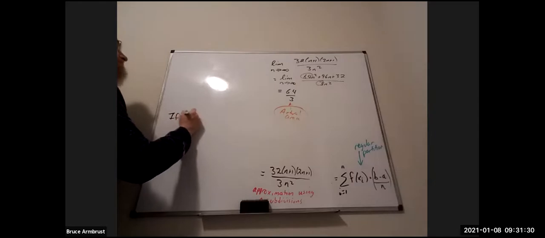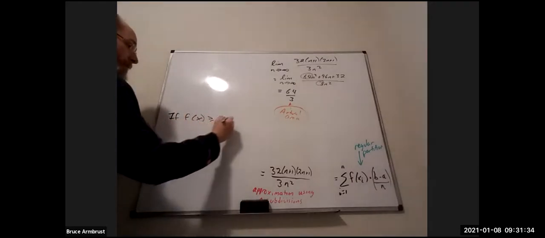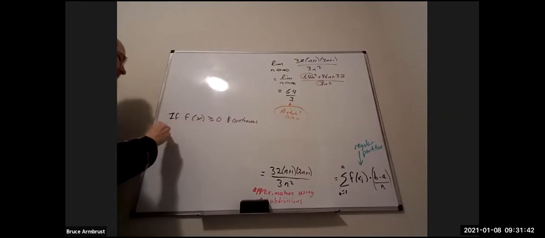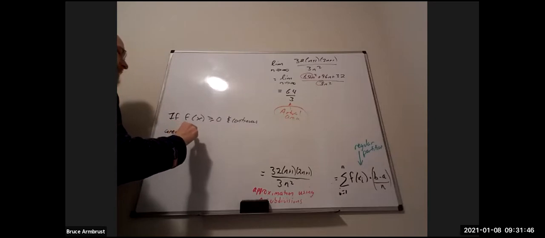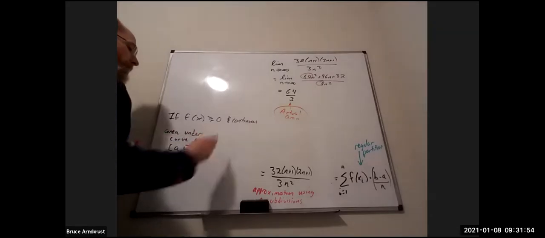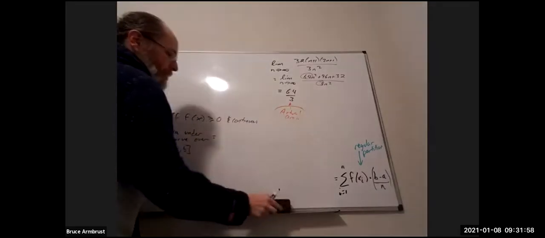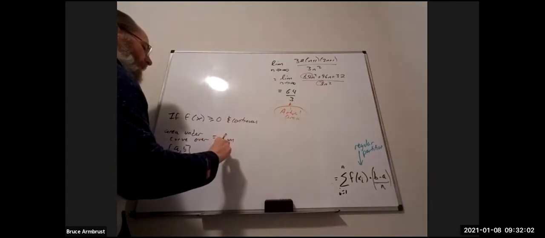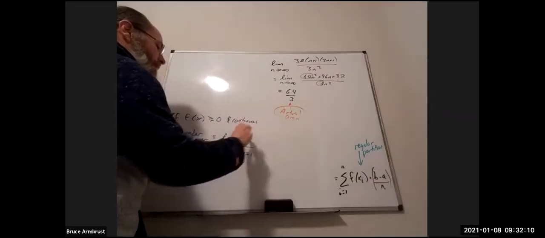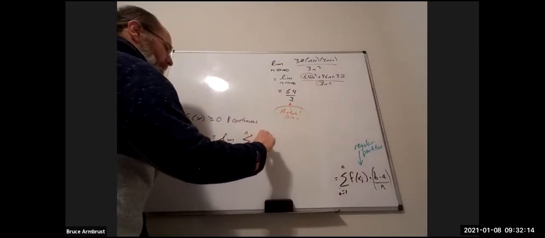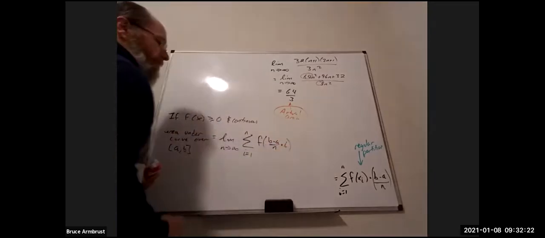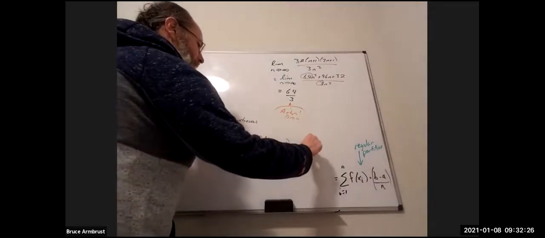All right, if f of x is greater than or equal to 0 and continuous, we are definitely making that assumption right now, then the area under the curve over the interval a to b is going to equal the limit as n goes to infinity of the sum from 1 to n of f of b minus a over n times i, times b minus a over n.